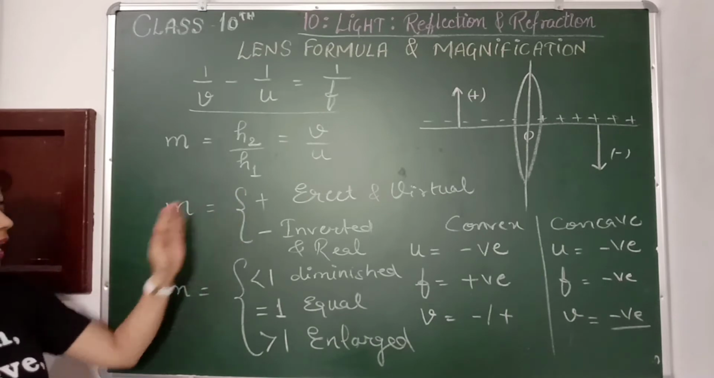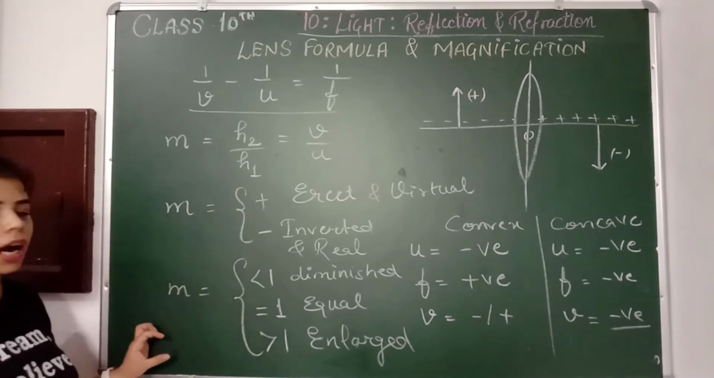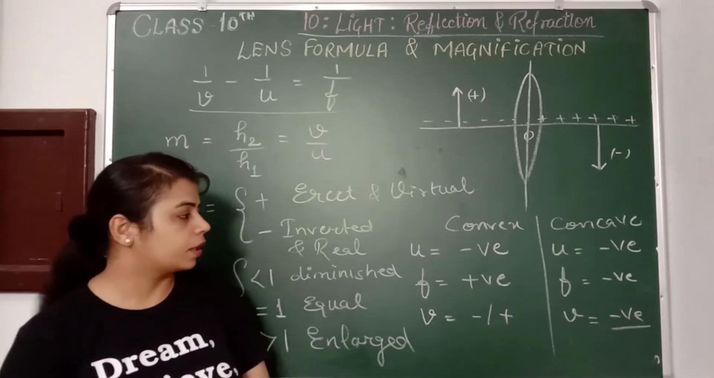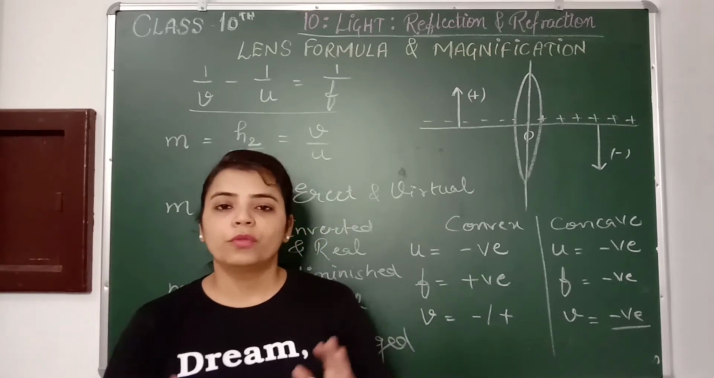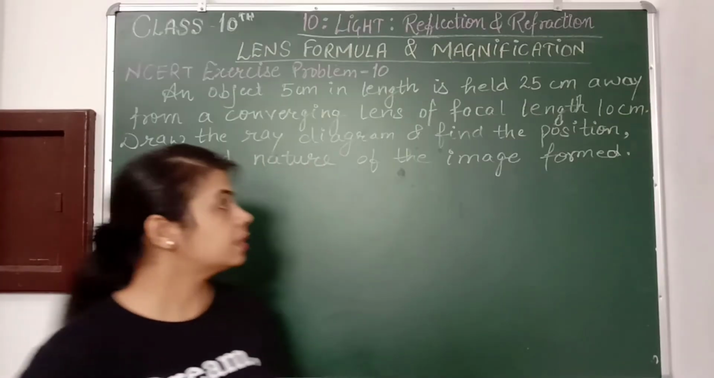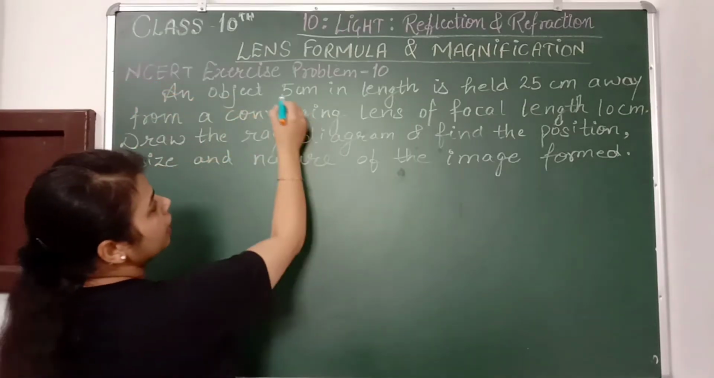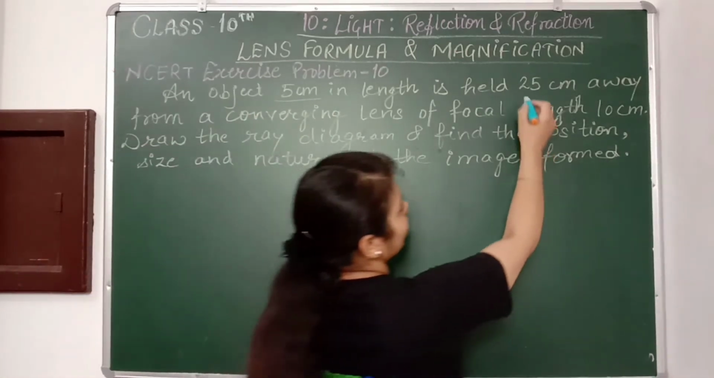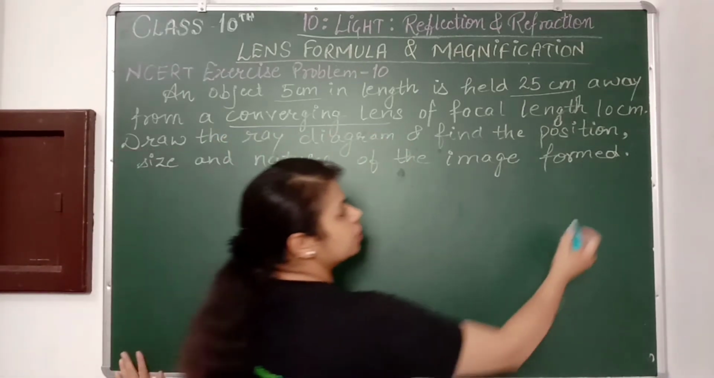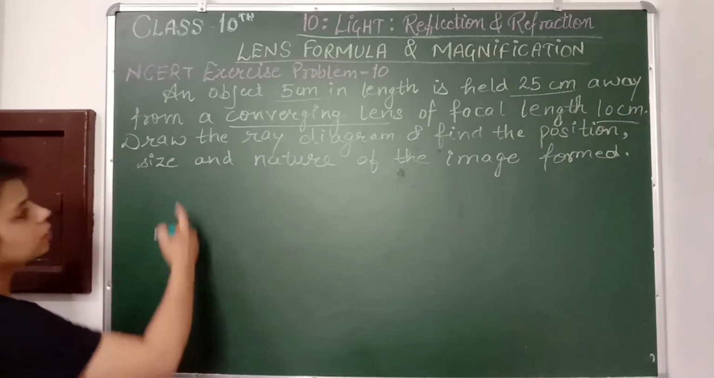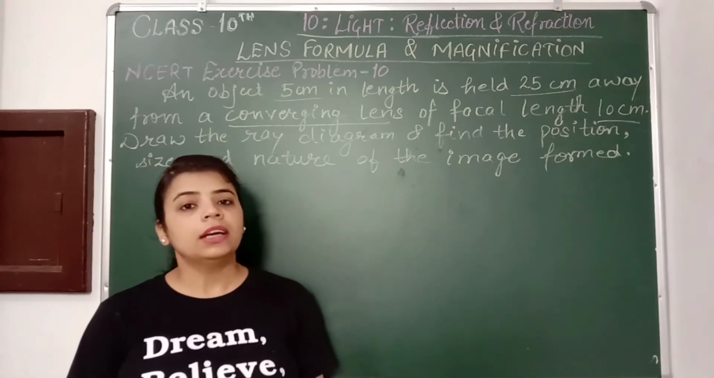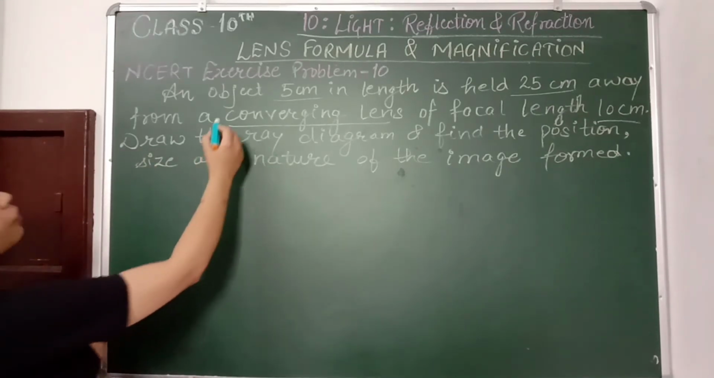So both the sign as well as the magnitude of magnification are important, and they give a very important information about the image formed. So keeping these tricks in mind, we will now solve an exercise problem of NCERT. The question is, an object 5 cm in length is held 25 cm away from the converging lens of focal length 10 cm. We have to draw the ray diagram and find the position, size and nature of the image formed. What is given? It is given that we have converging lens.